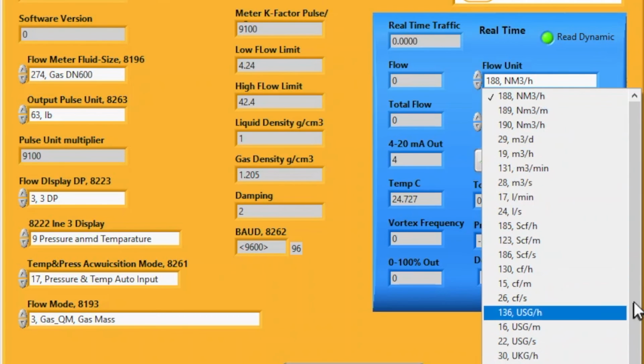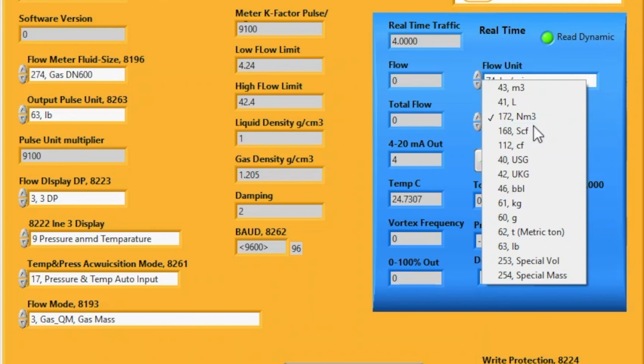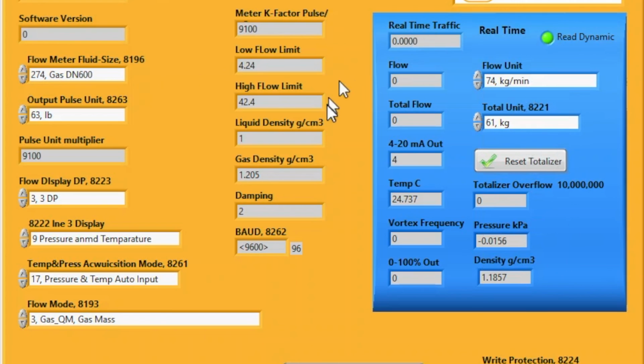So kilograms per minute. This is a nice mass unit. And then you'd collect in kilograms for the total. So that's it for the home screen.